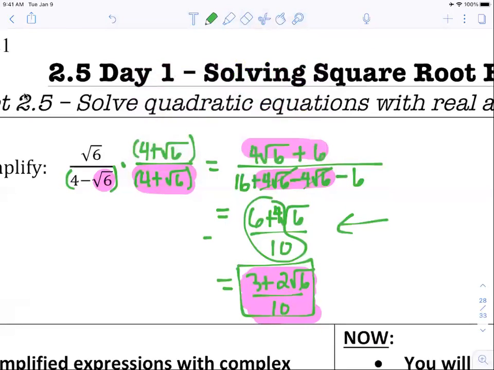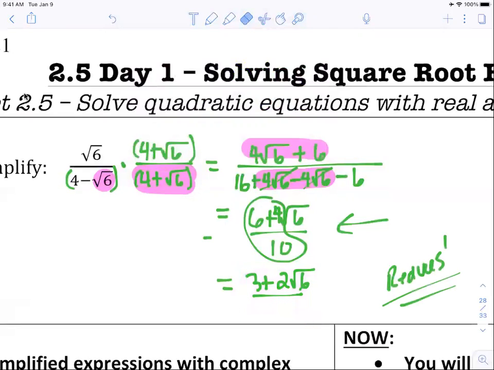remember, we have to check to see if anything on the outside reduces. And 6, 4, and 10 all reduce by a factor of 2. So if you divide them all by 2, you should have got... I just realized, I'm sorry, guys. That should be a 5. My bad. 10 divided by 2 is 5, and there we go.